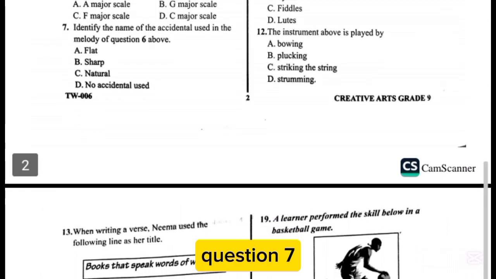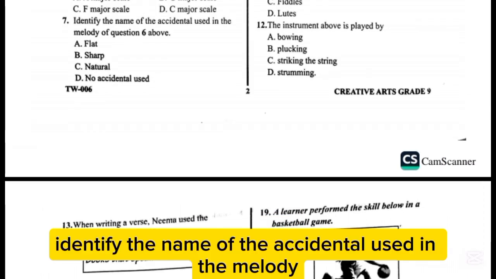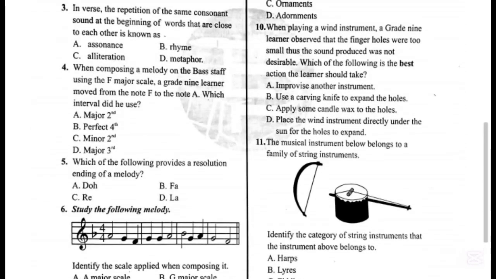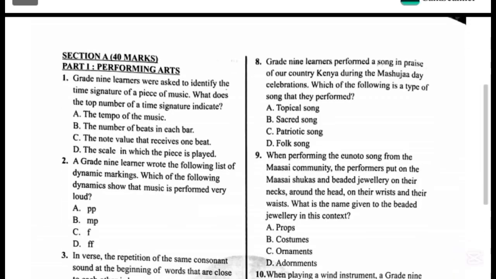Question 7. Identify the name of the accidental used in the melody of question number 6 above. We have answered that: it is a flat.